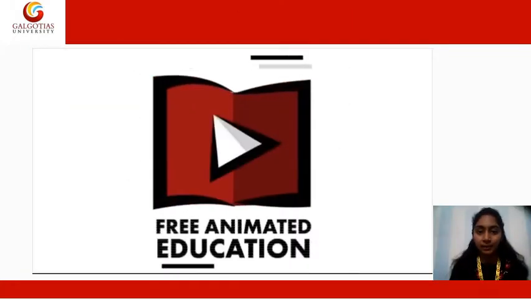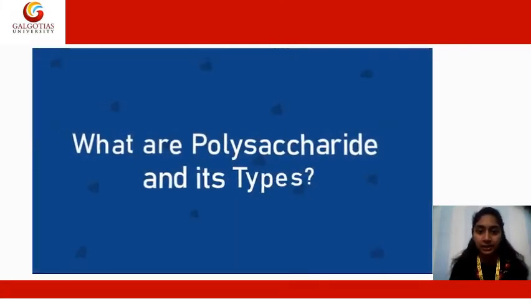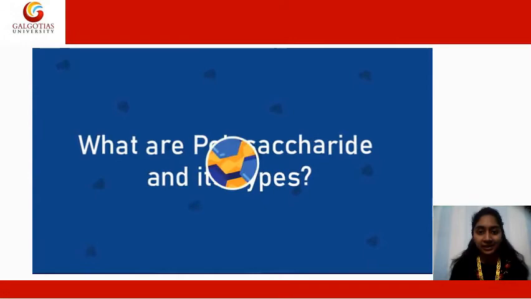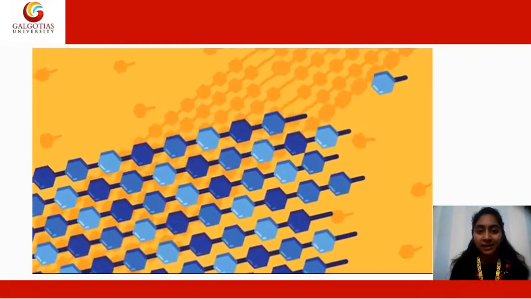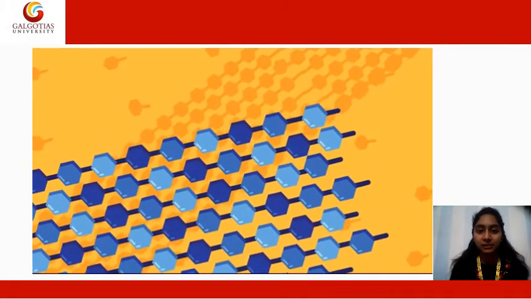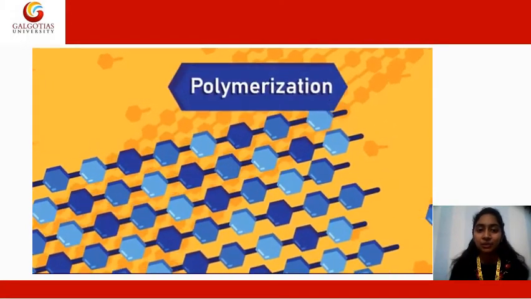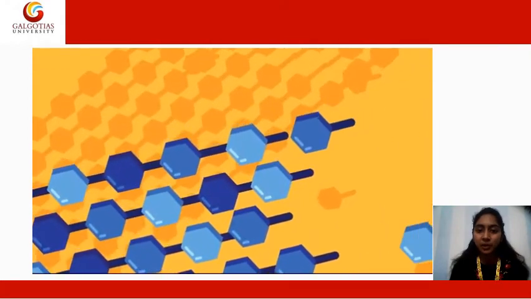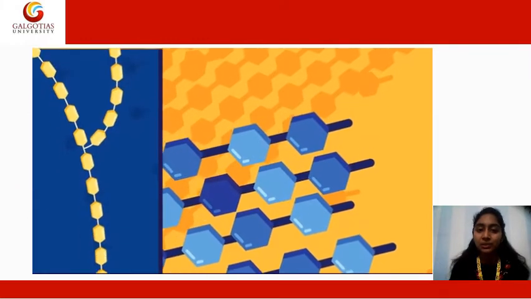So with the help of this video, let's take an idea about what polysaccharides are. Let's see what polysaccharides and their types are. A polysaccharide is formed when monosaccharide molecules join together. So many monosaccharides join together. The process of condensing many monomers to form a large polymer is known as polymerization. And condensation is the reaction in which a water molecule is released.